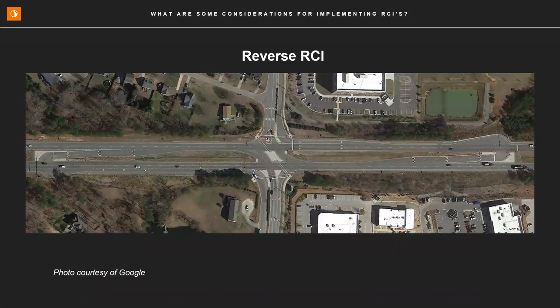With this reverse RCI, the side streets are provided direct left instead of the main line. Mainline lefts and side street through movements utilize the U-turn bulbs on either side of the intersection. For reference, the hill from the video is to the left of the screen, and the school and the residential are to the bottom of the screen. So this signal operates with three phases: the main line through, the side street left, and the side street right.